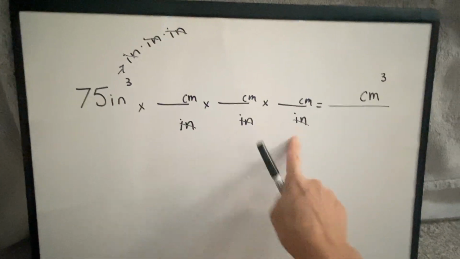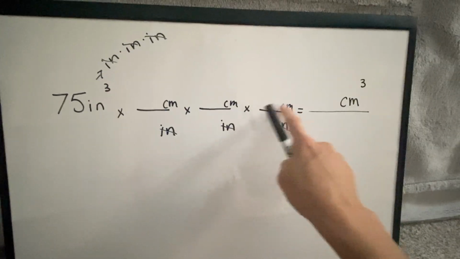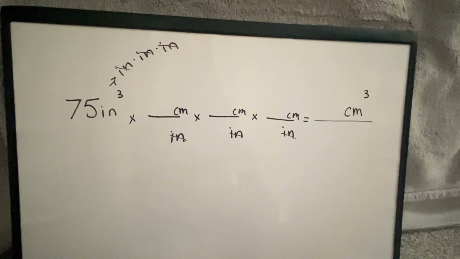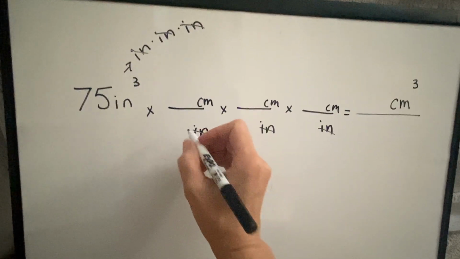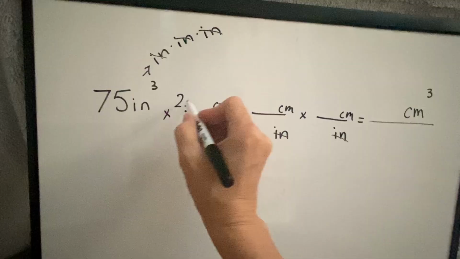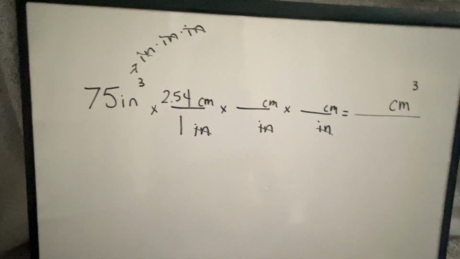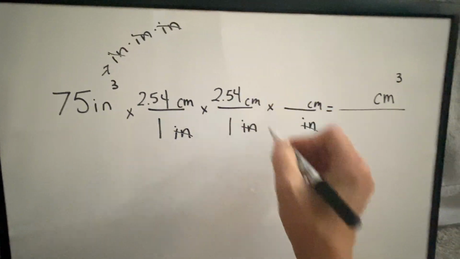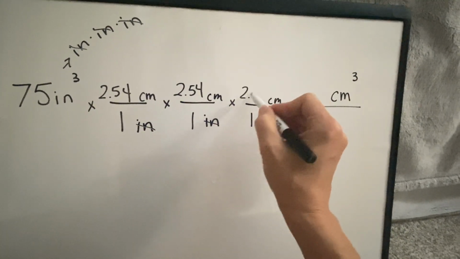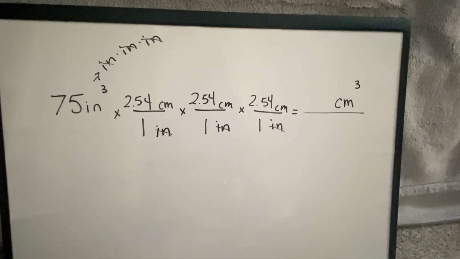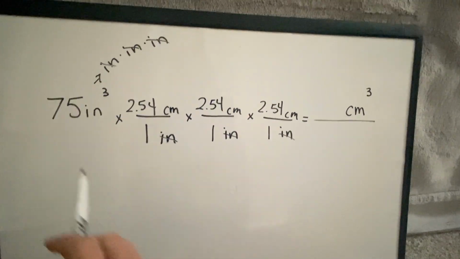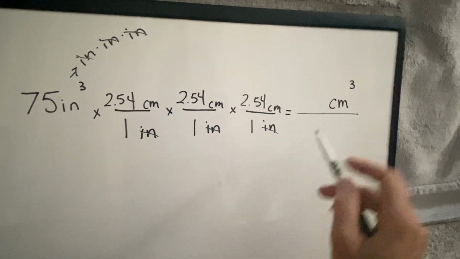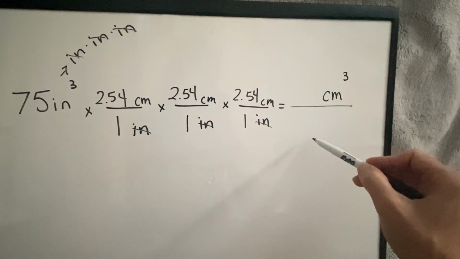Okay, so we're trying to get rid of our inches. We're trying to get centimeters on the top. So we have a unit multiplier. So 1 inch is 2.54 centimeters, 1 inch is 2.54 centimeters, 1 inch is 2.54 centimeters, right? Okay, so if you took 75 times this 2.54 3 different times, you're going to get your answer, okay?